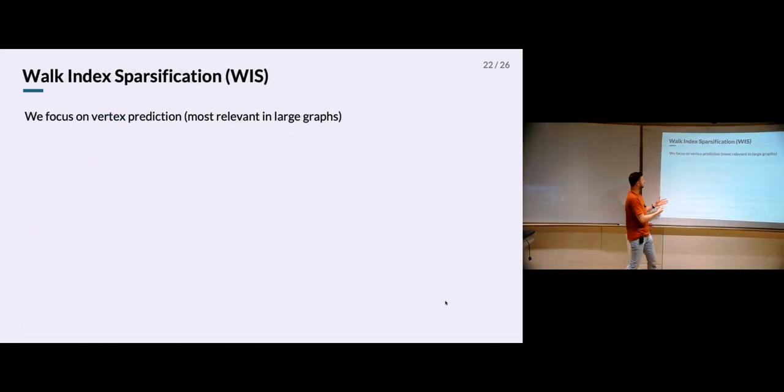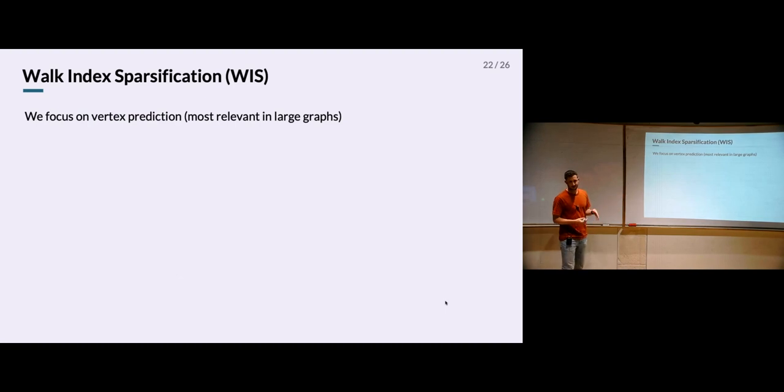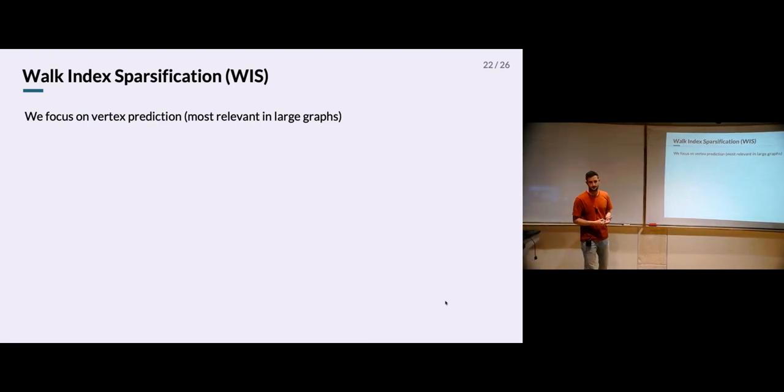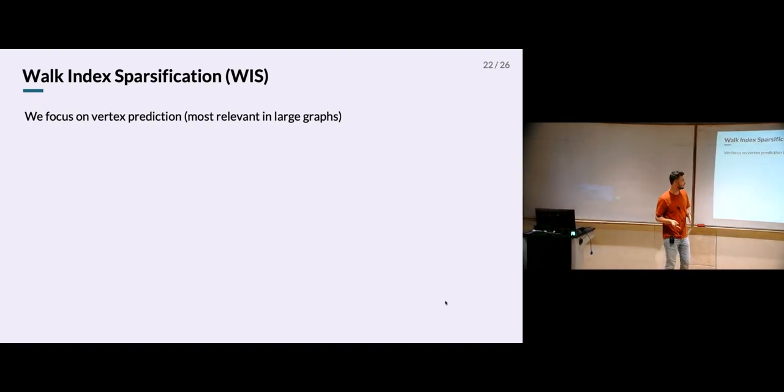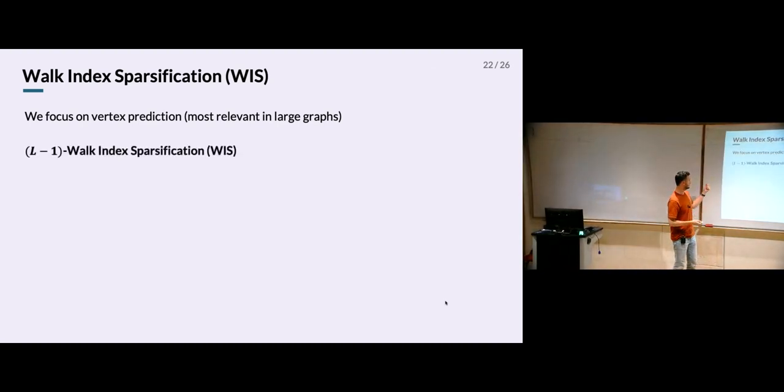So what we do, we focus on vertex prediction tasks because these are usually most relevant in larger graphs. For example, in social networks, we often make predictions over each of the vertices. And in this case, the algorithm that we use, we call it the L-1 walk index sparsification. L-1 is because it uses L-1 walk indices. This is an algorithm that is compatible with depth L GNNs. It is intended for them.